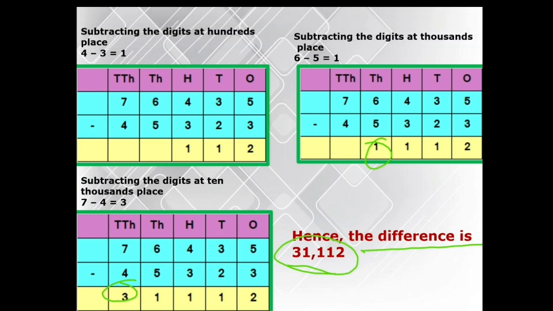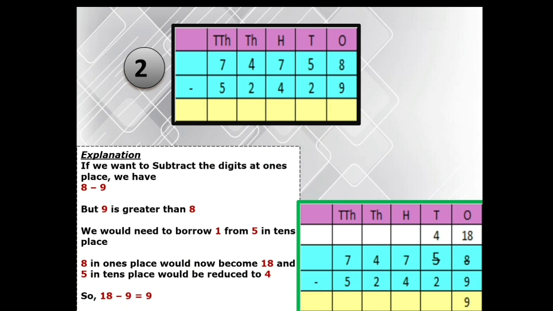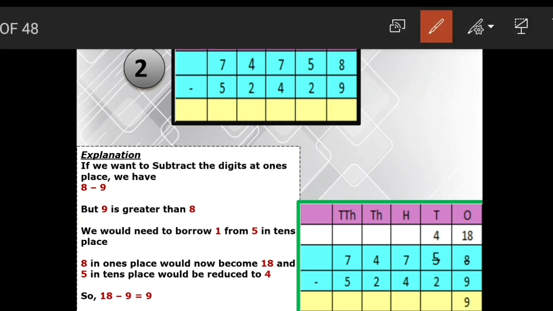This was without carrying. Now we'll see one example with carrying. The question is 74,758 minus 52,429. The explanation is also given so that you understand it properly. If we want to subtract the digit at ones place, we have 8 minus 9. You can see we have 8 minus 9. Can you subtract 9 from 8? No, you cannot. Because 9 is greater than 8.